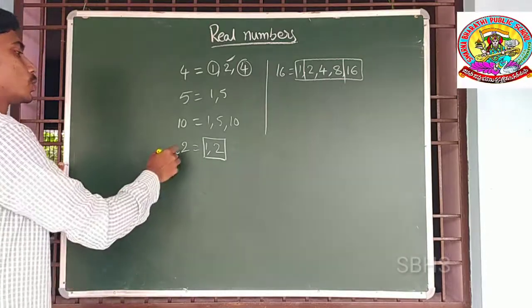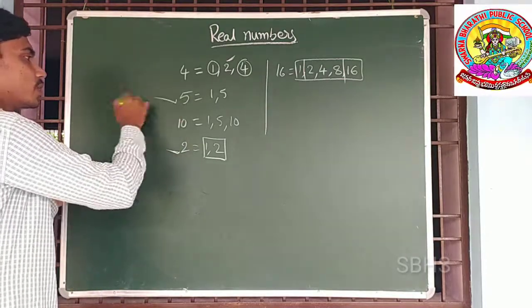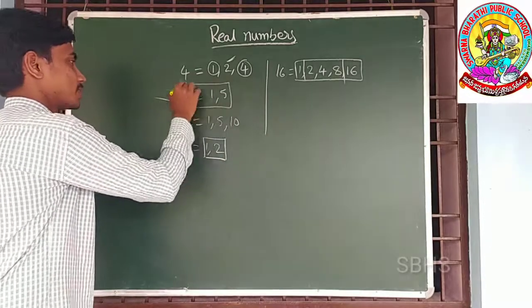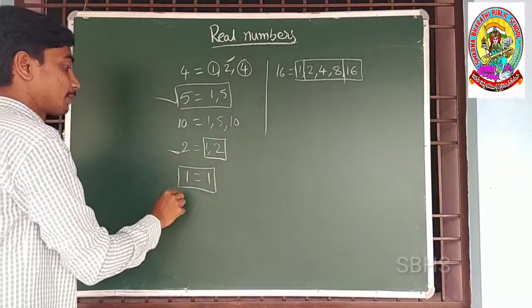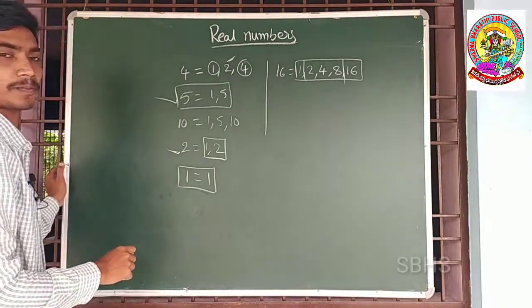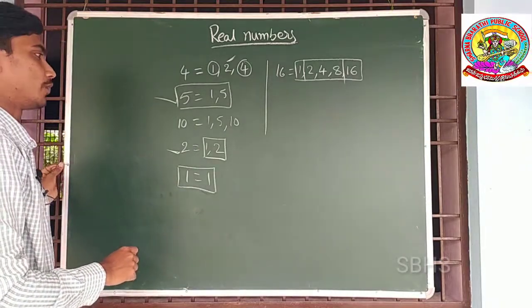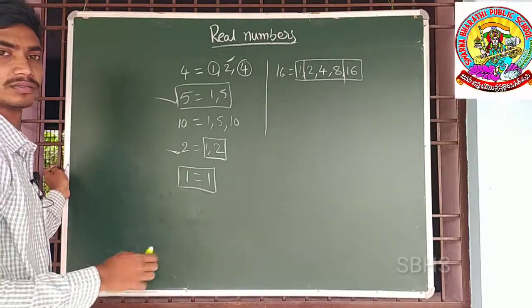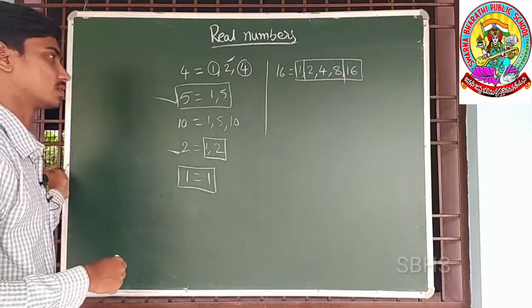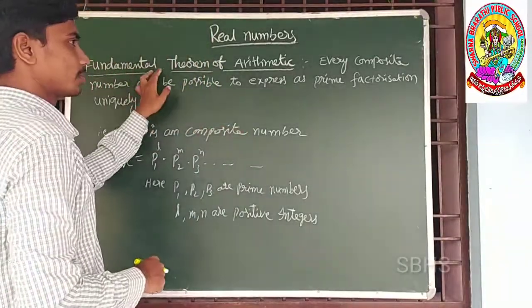Here 2 contains only 2 factors, 5 contains only 2 factors. These are prime numbers. 1 contains only 1 factor, so that's why it is neither a prime number nor a composite number. So if you want to decide whether a given number is a composite number, it should contain more than 2 factors. Fundamental theorem of arithmetic.